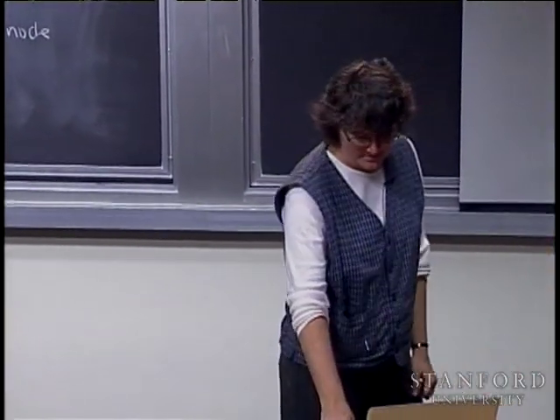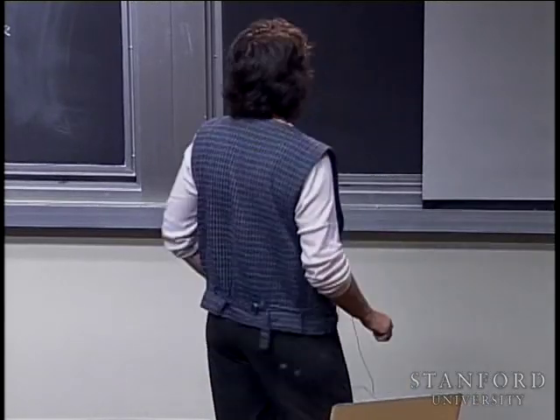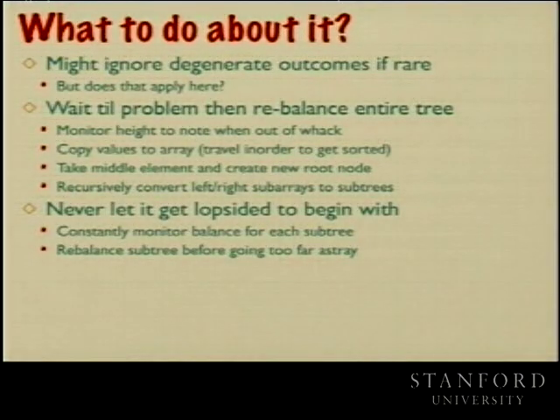What do you get to do about it? Well, you have to decide, first of all, if it's a problem worth solving. So that's what the first one says: sometimes you just say, well, it will happen on some inputs that I consider rare enough that it will degenerate. I don't think they're important enough or common enough to make a big deal out of.